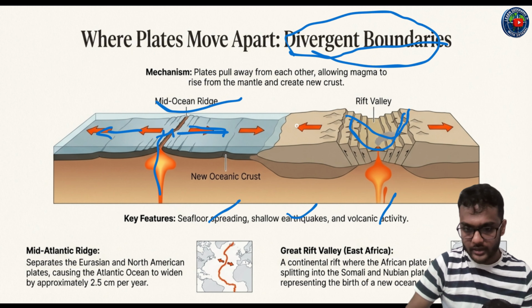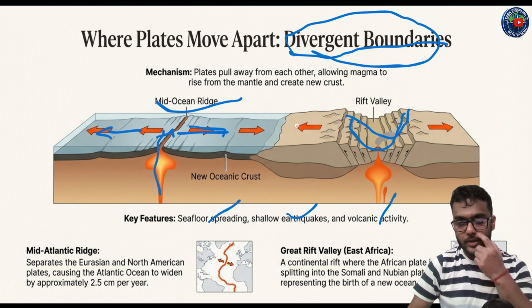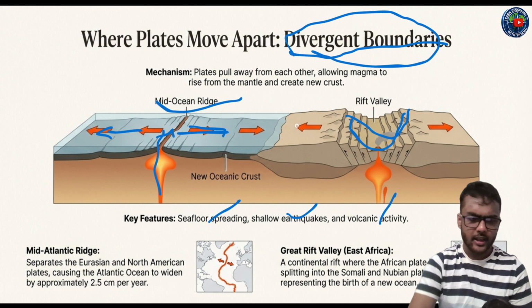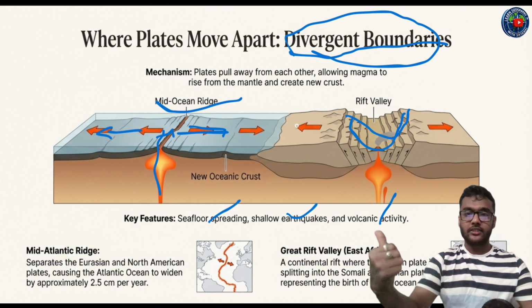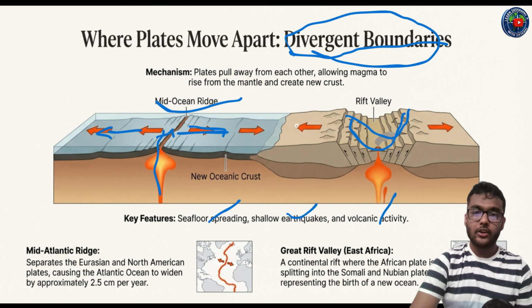Then the Great Rift Valley in East Africa, a continental rift where the African plate is splitting into the Somali and Nubian plates, representing the birth of a new ocean. These landforms are created at divergent boundaries, that is, plates pull away from each other in opposite directions.